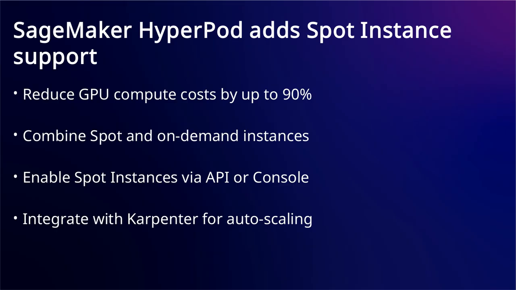You can enable Spot instances through the Create Cluster API or AWS console when creating instance groups. The feature integrates with Karpenter for intelligent auto-scaling, automatically discovering available Spot capacity and handling interruptions. This allows you to run fault-tolerant workloads cost-effectively at scale while maintaining the managed AI experience of HyperPod.